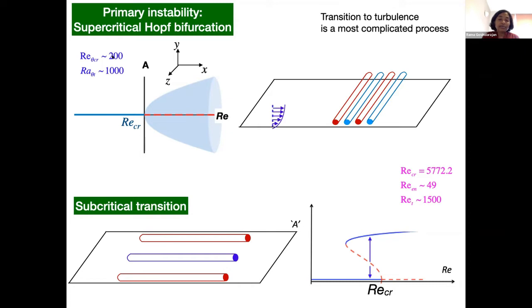The primary thing itself which happens could be a supercritical Hopf or a subcritical pitchfork. It could be a whole variety of instabilities that start the whole process, and then very complicated, more and more nonlinear things can happen before the flow goes fully turbulent.